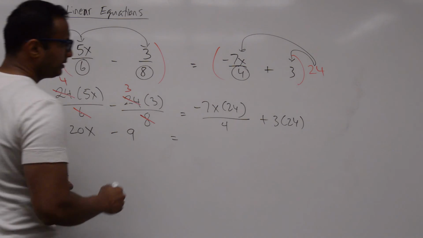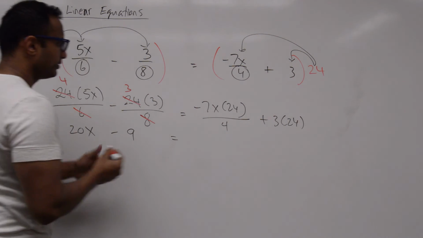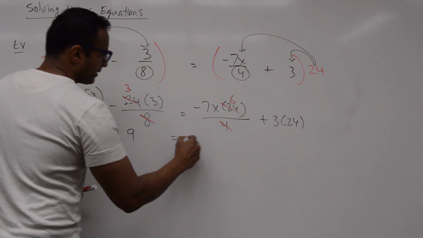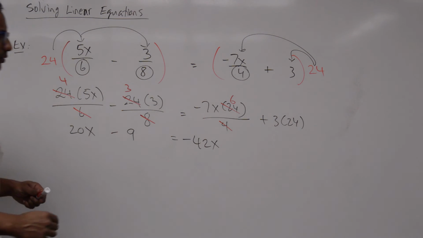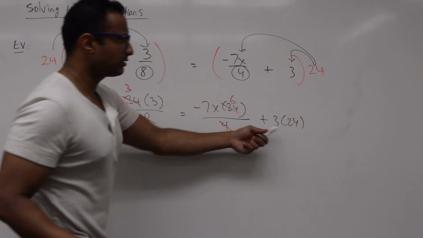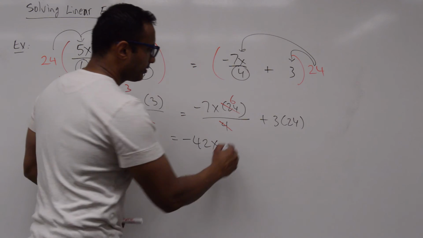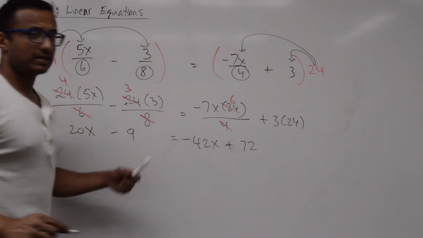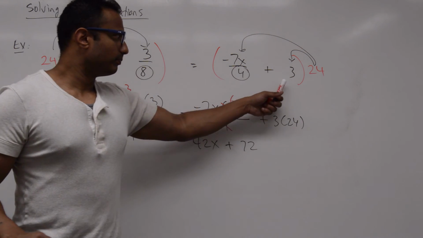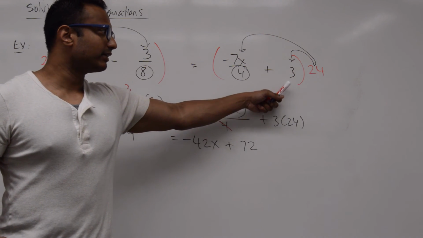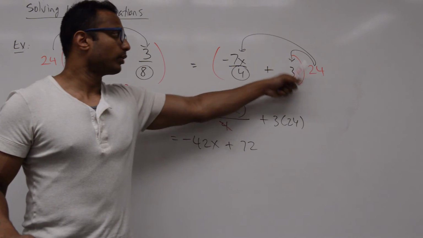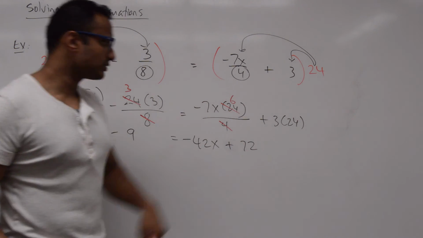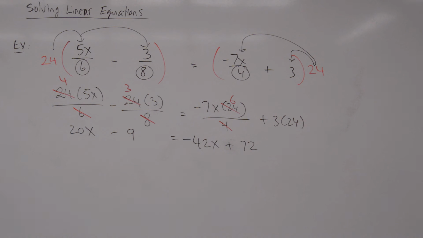Okay, on the other side, 4 and 24 can reduce. So 4 goes into 24 6 times. And negative 7x times 6 is going to be negative 42x. Now here, there's no denominator, it's just a 1. So 3 times 24, that's just going to be 72. By the way, this is a common mistake that I see my students make. Just because this doesn't have a denominator, it doesn't mean you don't distribute the 24. The 24 distributes to all terms, including the 3. So 24 times 3, this will give you a 72.